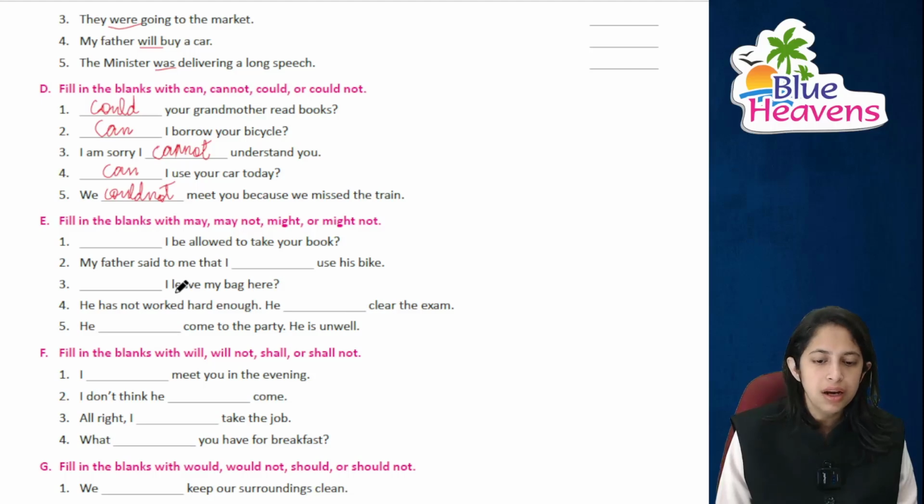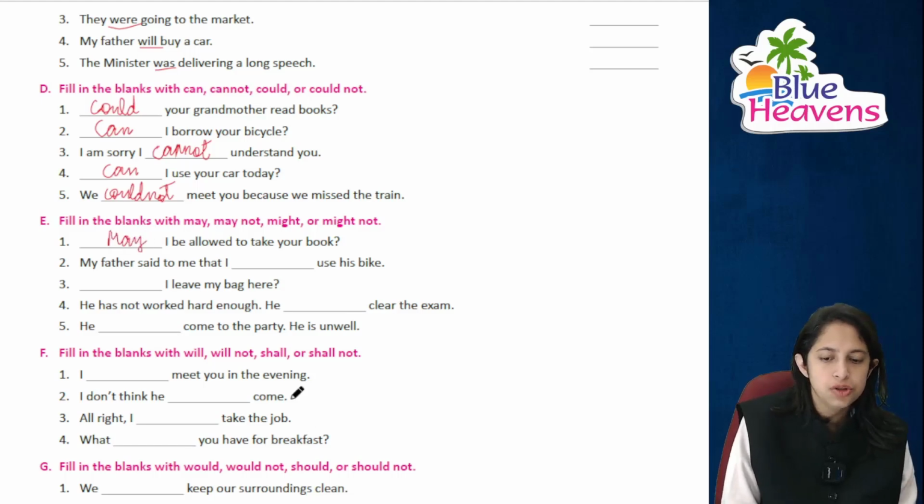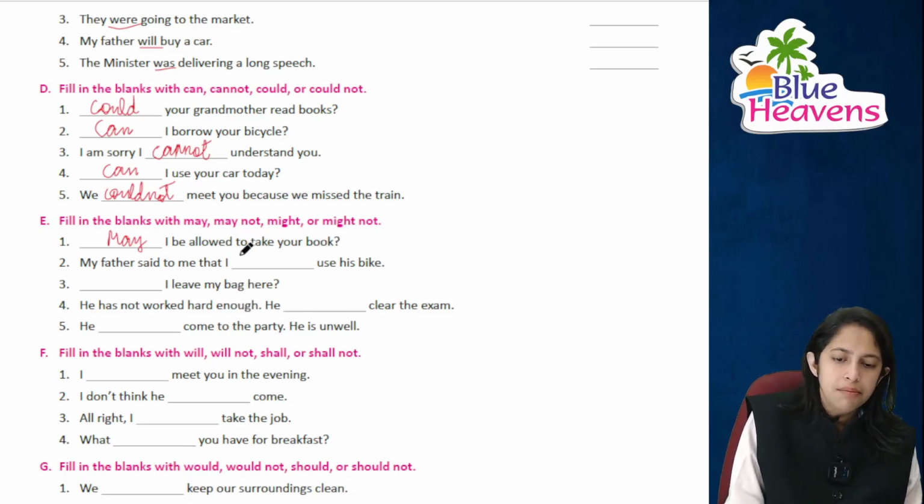Now moving on to the next, you have to fill in the blanks with may not, might, and might not, right? Dash I allowed to take your book. May I allow to take your book? Right? It's a question. That is why question mark is present over here. My father said to me that I dash use his bike. I may not use his bike. कि मैं उनकी बाइक को use ना करूँ.